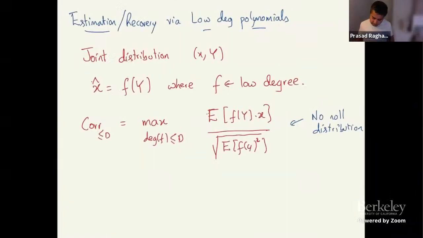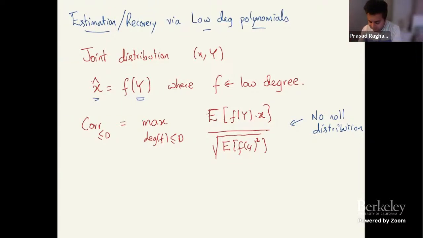Okay, so the next thing I want to talk about is, we've been looking at low degree polynomials as an algorithm for distinguishing, but you could also think of them as an algorithm for recovery. So what is the recovery problem? Well, you have some joint distribution X and Y, and what you want to do is inference: given Y, you want to estimate X. You want to recover X.